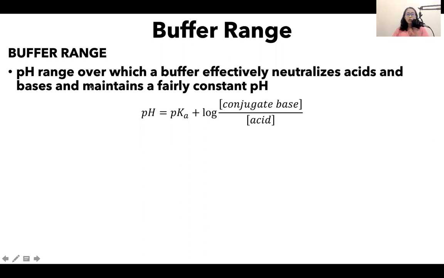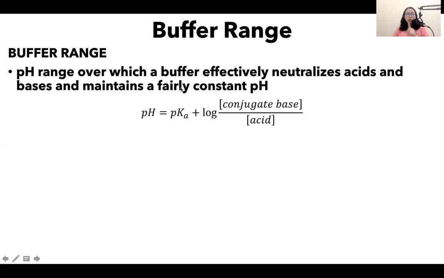The first part is that a buffer range is a pH range. So it's a range of pH values over which a buffer is effective in neutralizing or countering the effect of an added acid or base. Now, the second part of the definition is that it is a pH range over which the pH is maintained. So you have a fairly constant pH.